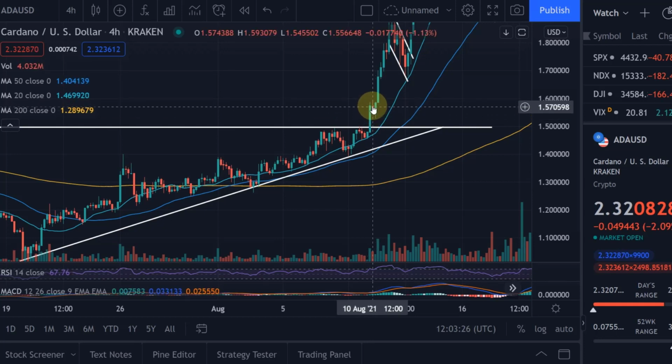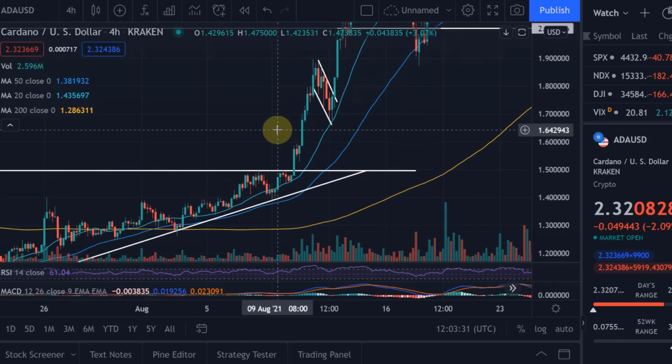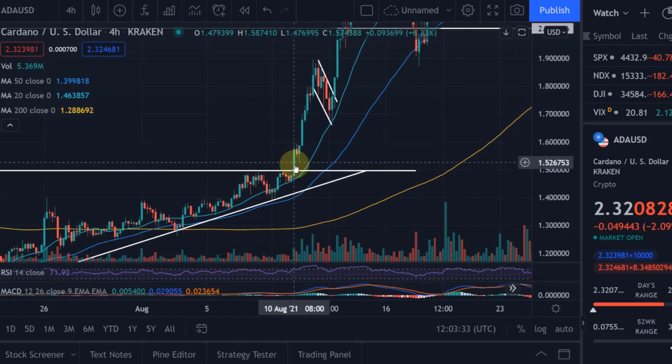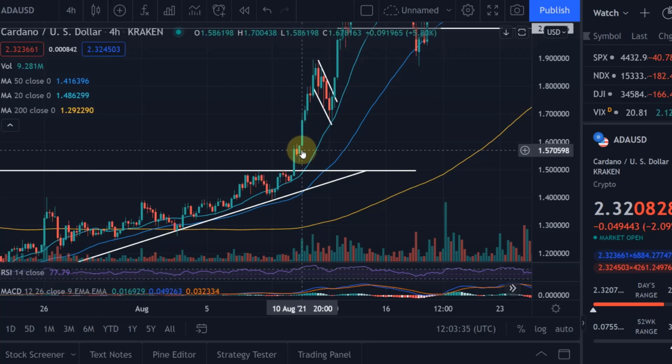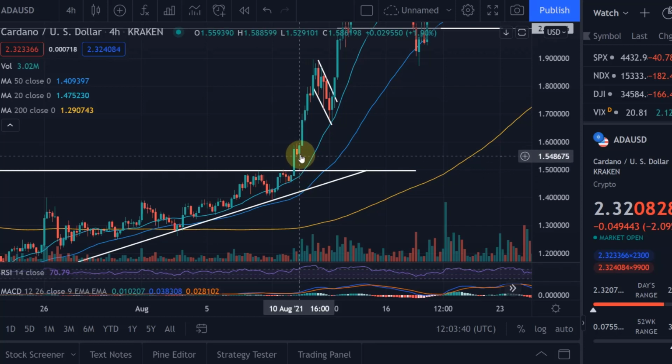Now, some people don't wait for a retest, and that's fine. But if people don't wait for a retest, there is more risk, because sometimes there is essentially a retest and the retest fails, and then we go back in. It was then a fake breakout.